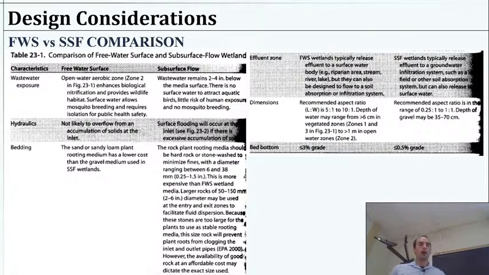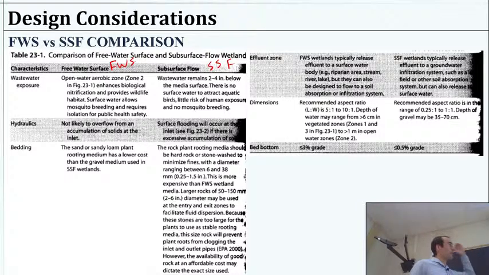Okay, our book gives us a few comparisons here. Not going to read exactly everything, but one thing we'll note is some of the criteria they're looking at would be things like wastewater exposure. So we have on the left column here the free water surface, FWS, and on the right, the subsurface flow, SSF. Okay, so wastewater exposure, and they go into it.